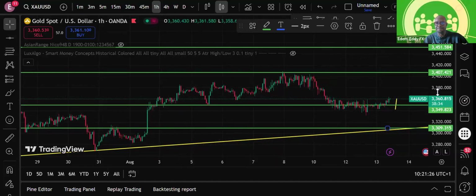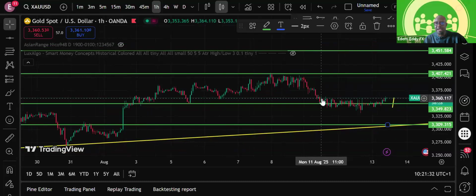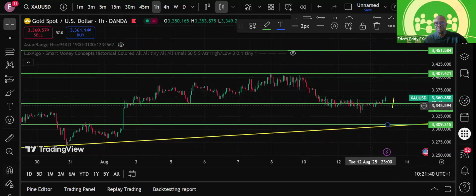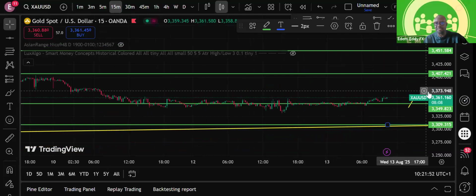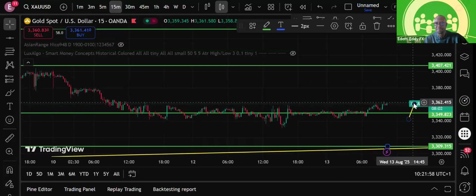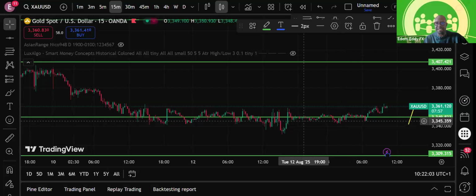From here, you can now begin to have a bias. Now looking at here, price has been consolidating around this area for some time. I just hope you can see. So you now drop to 15 minutes to see how it is. On 15 minutes, our marking is still relevant and respected.